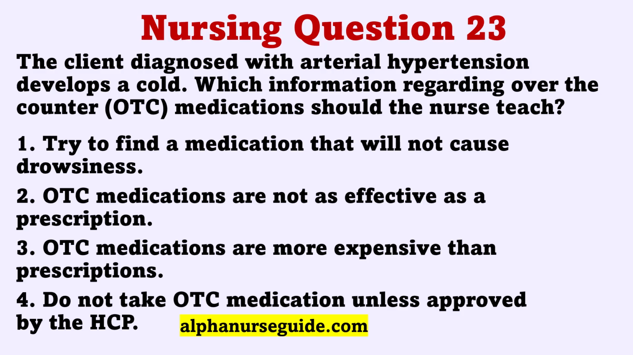The correct answer is 4. Do not take OTC medication unless approved by the HCP. Many OTC medications work by causing vasoconstriction, which will increase the client's hypertension. The client should only take medications approved by the HCP that will not affect the client's hypertension. The client should be informed about the dangers of self-medicating with OTC medications. Efficacy of medications depends on the medication and strength.